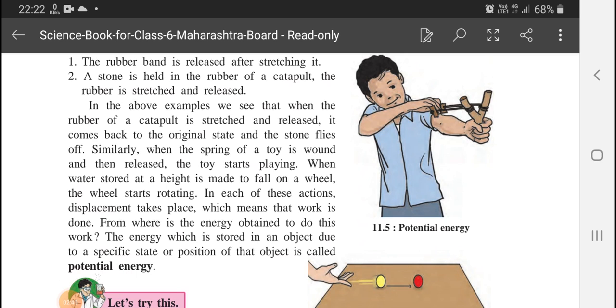So in these actions displacement takes place, which means that work is done. From where is the energy obtained to do this work? The energy which is stored in an object due to a specific state or position of that object is called potential energy.